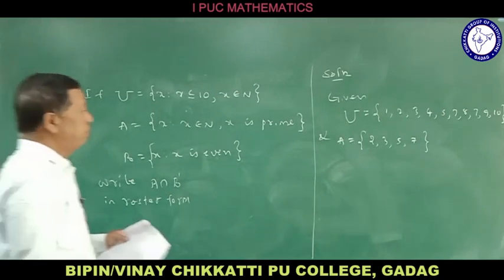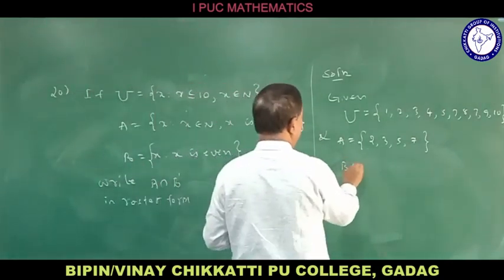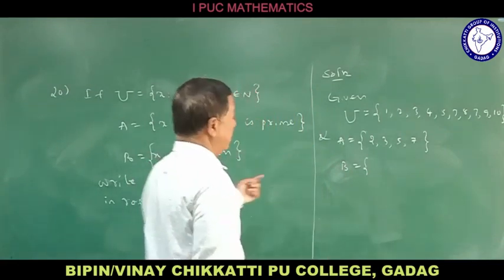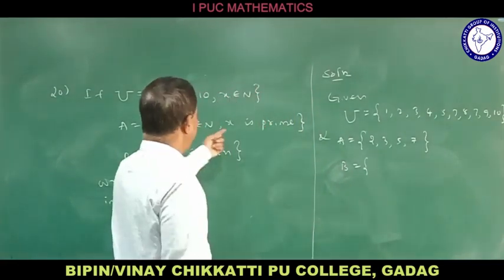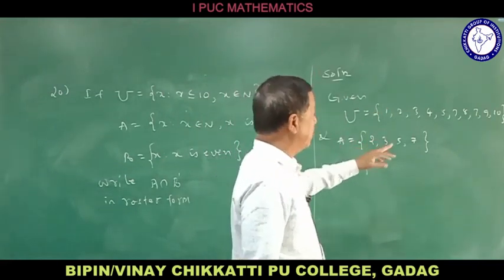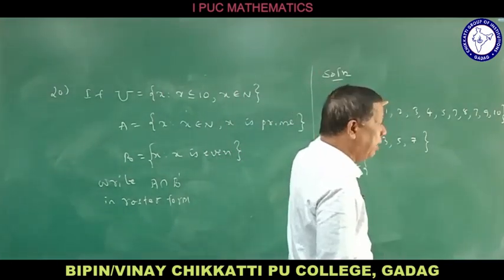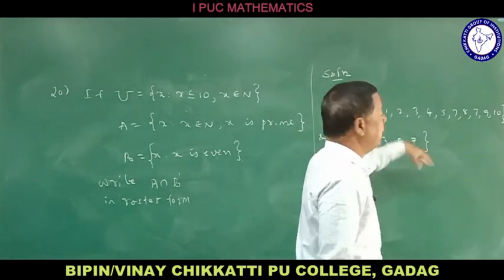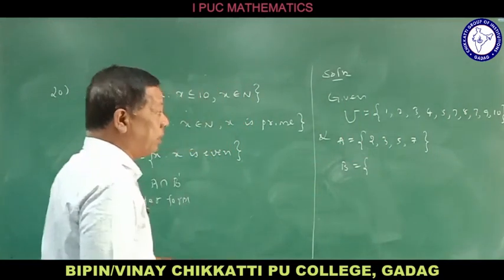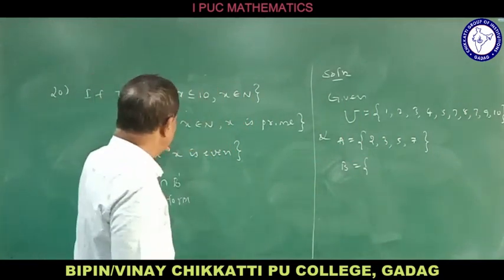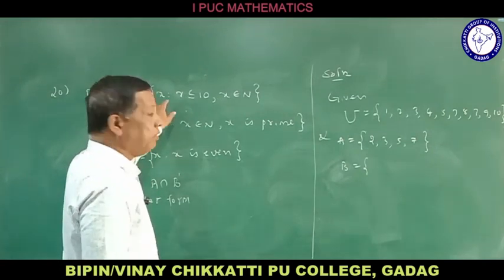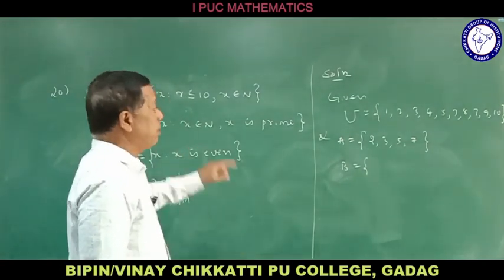And similarly, what is B here? Don't get confused here: you may think that X is a prime means some other prime numbers are there, but those prime numbers you need not take. You have to follow the universal set. Even 11 is also a prime number, 17 is also a prime number, 19 is also a prime number. Why are you not taking them? These two sets are considered under the universal set. That is why you are not supposed to take them.